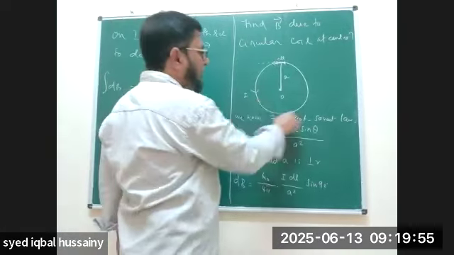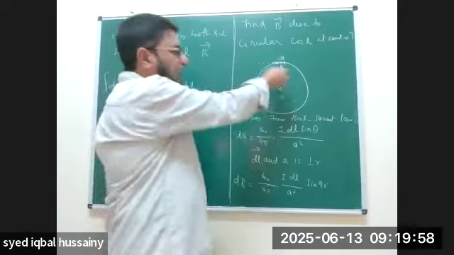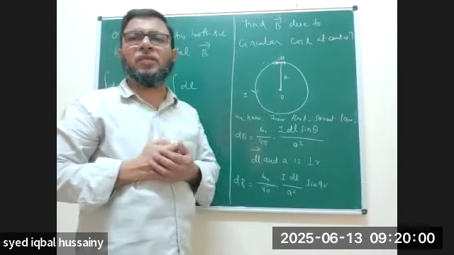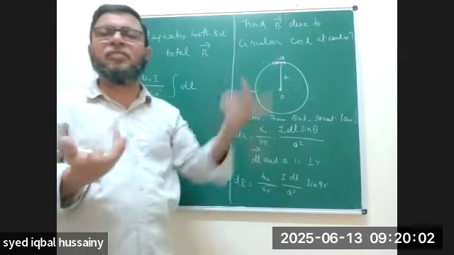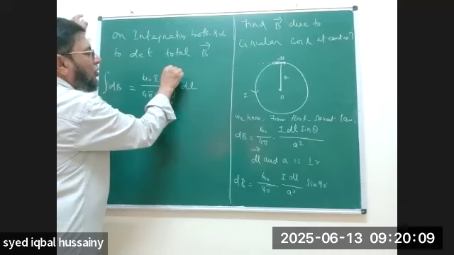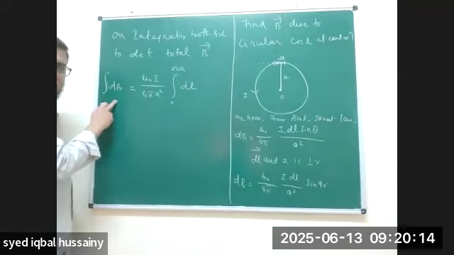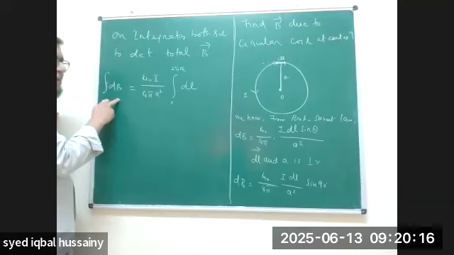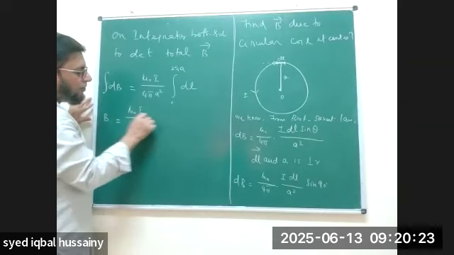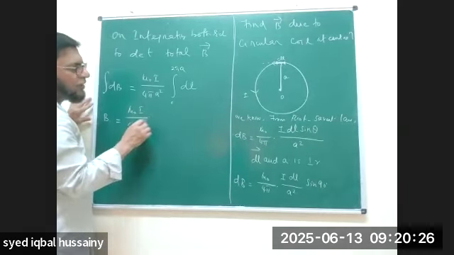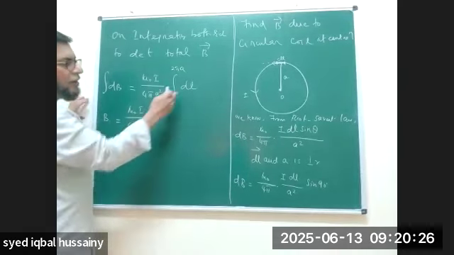Look, this is the length of the circle. I need the full length. What is the formula for the length of the circle? 2 pi r. So 0 to 2 pi, this also you have to do. So integral dB, what is the answer? B. Very good. So mu naught I by 4 pi a square, integral dl.